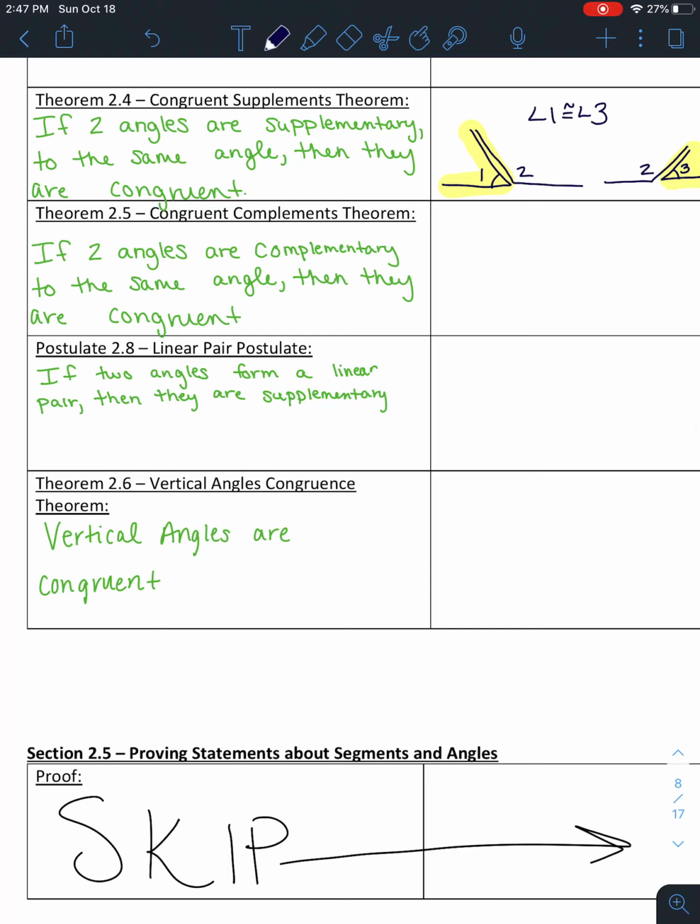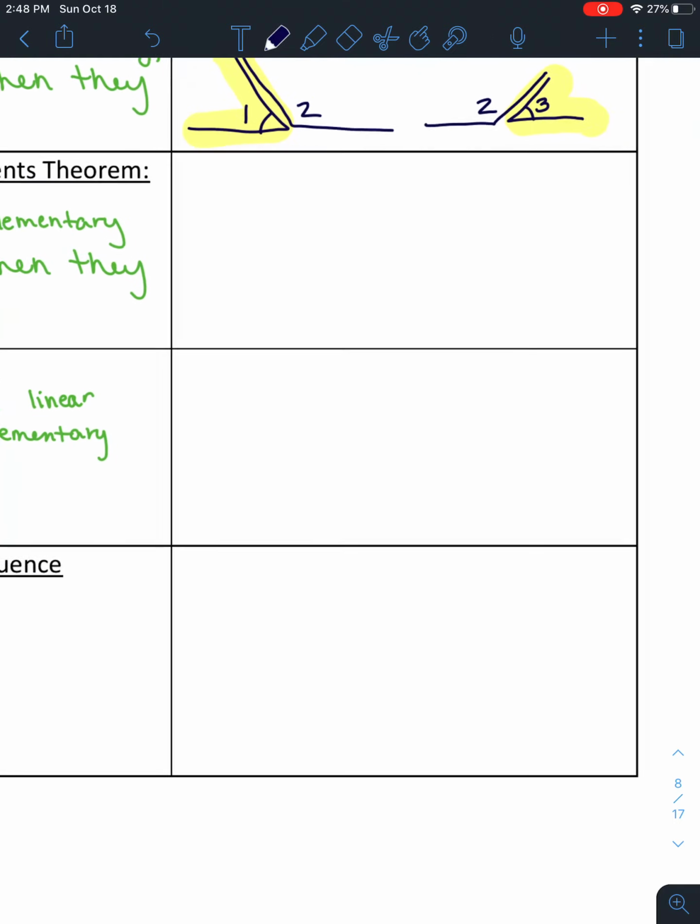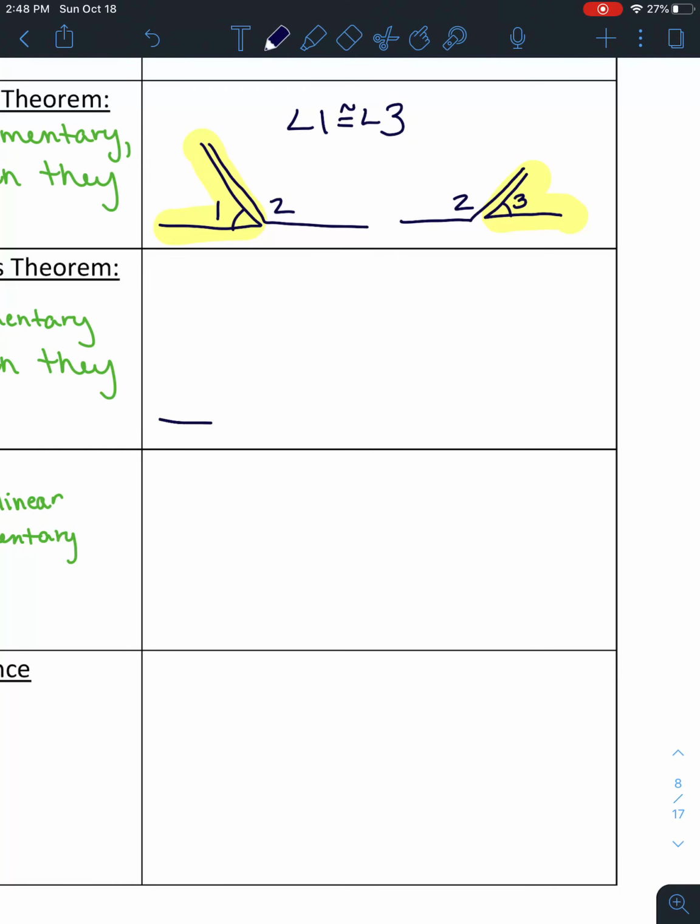Congruent complements theorem. Again, same idea, except these are just going to be complementary to each other. So I've got angle 1 here, and this is angle 2. Together they're complementary because they add up to 90. If I were to copy angle 2 over here, and then make an angle complementary to that, and label that 3, angle 1 and angle 3 should be the same measure. So we'll write that over here. Angle 1 should be congruent to angle 3.